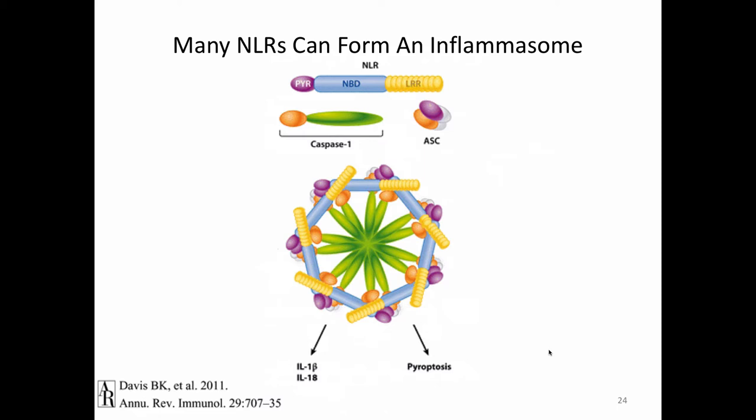You guys have seen them previously in cleaving proteins that lead to apoptosis. But all caspases do not lead to apoptosis. There are apoptotic caspases and there are other types of caspases. Caspase 1 is a protease. It cleaves stuff, but it doesn't cleave apoptosis stuff. It cleaves other kinds of stuff.